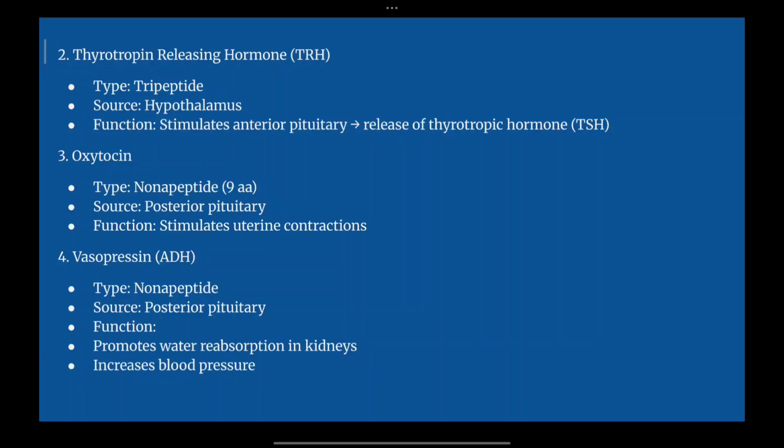Now moving to the second biologically important peptide, thyrotropin releasing hormone. It is a tripeptide containing 3 different amino acids, and it is released from the hypothalamus. This TRH acts on the anterior pituitary and stimulates the release of thyrotropic hormone.